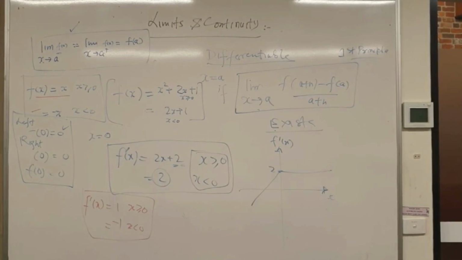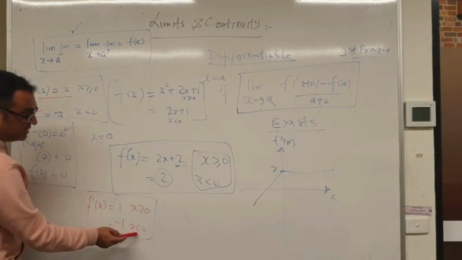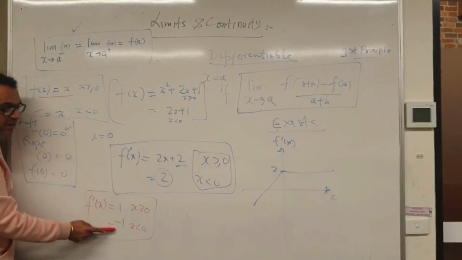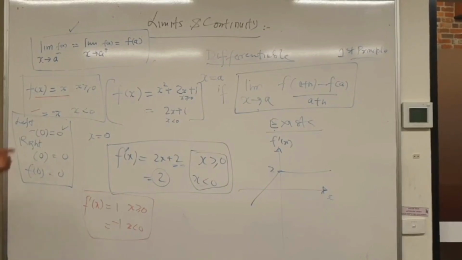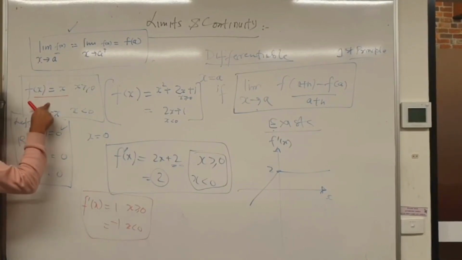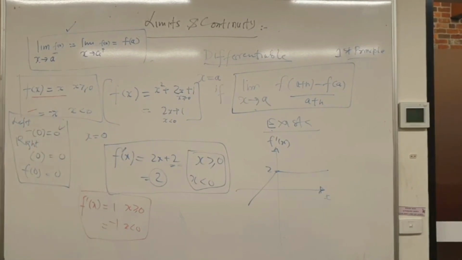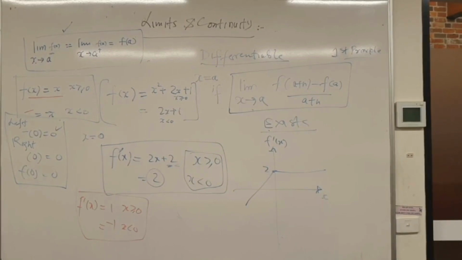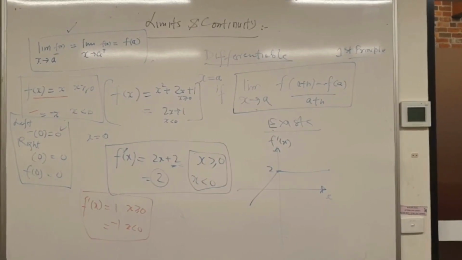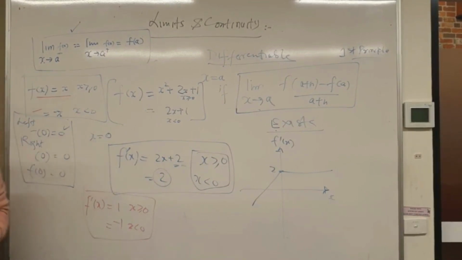Avishka? No, correct. Chris, yes? Because from the left side it is minus 1, from the right side it is 1. So though this function is continuous at x equals 0, you still cannot differentiate it. It's not differentiable at x equals 0. Make sense?